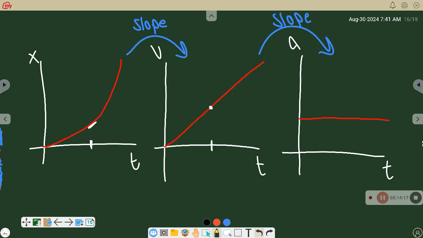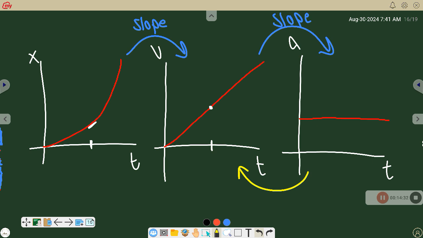Okay, but what if we wanted to go down the ladder? Could we look at information from the acceleration versus time graph and learn something about the velocity versus time graph? And the answer is yes. Unfortunately, we're not going to get the whole picture, but we are going to get part of it.